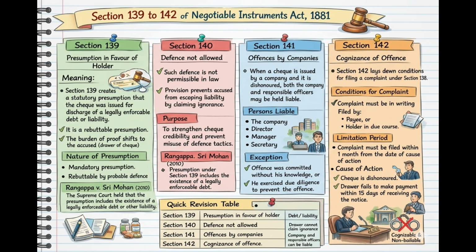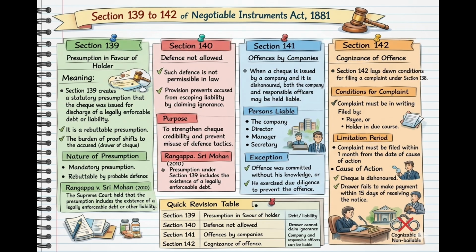Moving further, Section 139 deals with presumption in favor of the holder. It creates a rebuttable presumption that the holder received the check for discharge of a debt or liability. This shifts the burden of proof onto the accused to prove that no such debt existed. Under Section 140, the law is even stricter. An accused cannot use the defense that they had no reason to believe that the check would be dishonored. In short, ignorance or good faith is not a valid shield here.